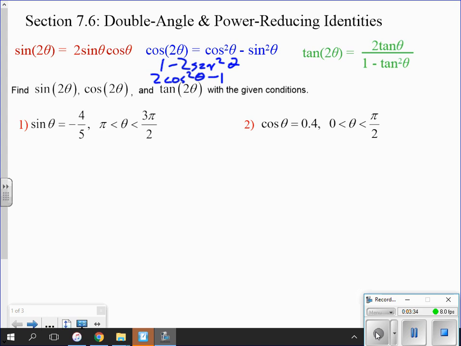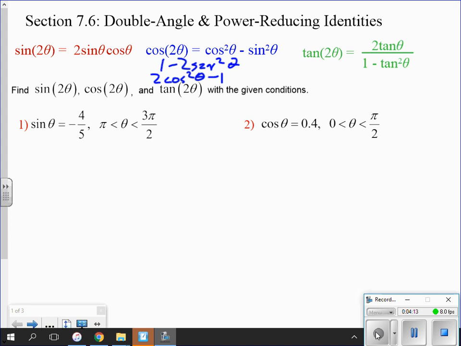Okay. So find the sine of 2 theta, the cosine of 2 theta, and the tangent of 2 theta with the given conditions. I'm given the sine, and I need to find the sine of 2 theta, the cosine of 2 theta, and the tangent of 2 theta. And remember, the sine of 2 theta is not 2 times the sine of theta. It's the sine of 2 times the angle that I'm taking. So I need to figure out the other functions: the tangent and the cosine.